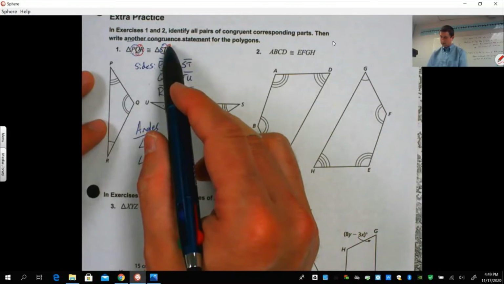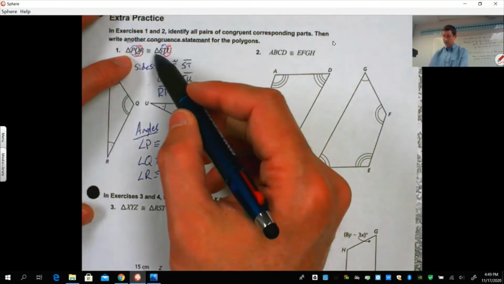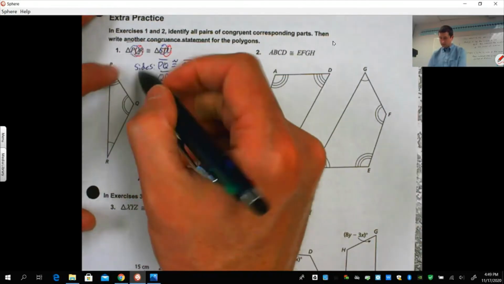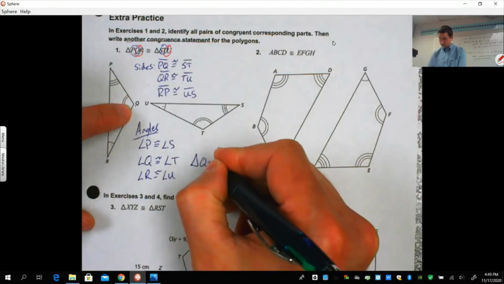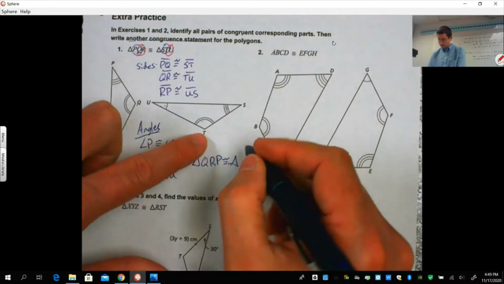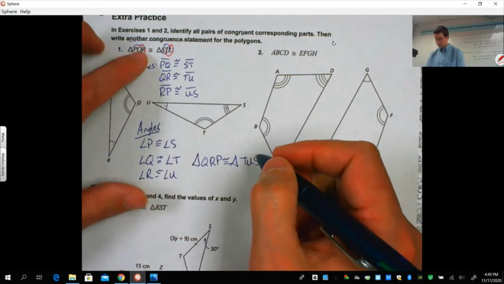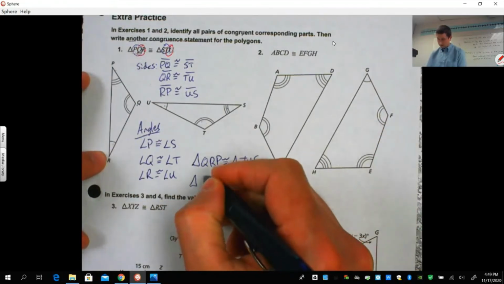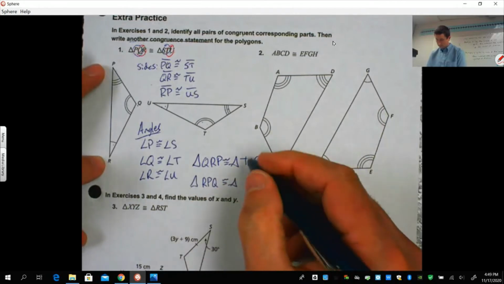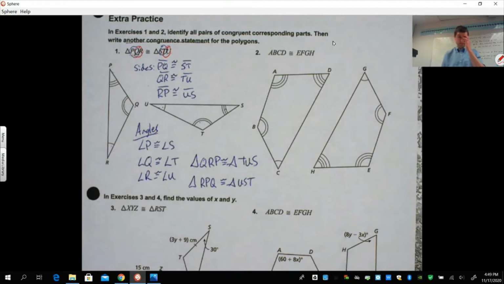Write another congruent statement. What you do there is you just have to mix up the order for PQR and STU, but make sure you do the same order for both. So instead of starting with P, I could start with Q. Triangle QRP is congruent to triangle TUS. So that could be an option. There's more than one option. I could start with R: triangle RPQ is congruent to triangle UST. So all of those would work.